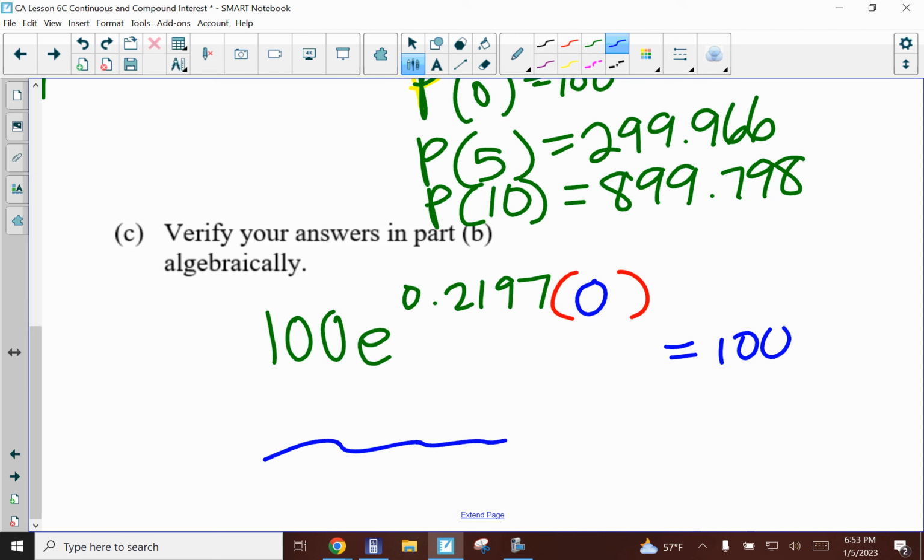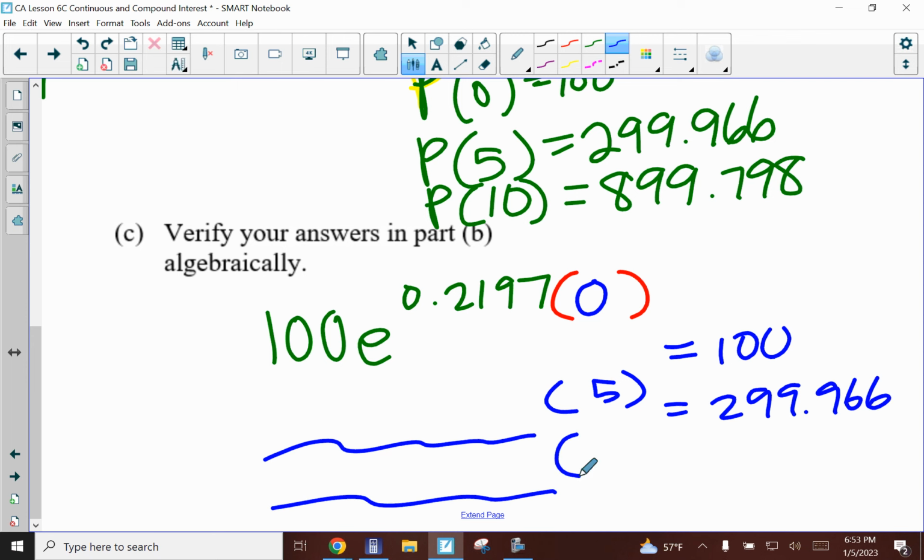Then you're going to redo the problem, but up here you're going to put in 5, and that's going to give you 299.966. And then you're going to redo the problem again, but then up here you're going to put in your 10. And so that's going to give you your 899.798. So the purpose of that question right there, algebraically, is just to type it into the regular calculator.